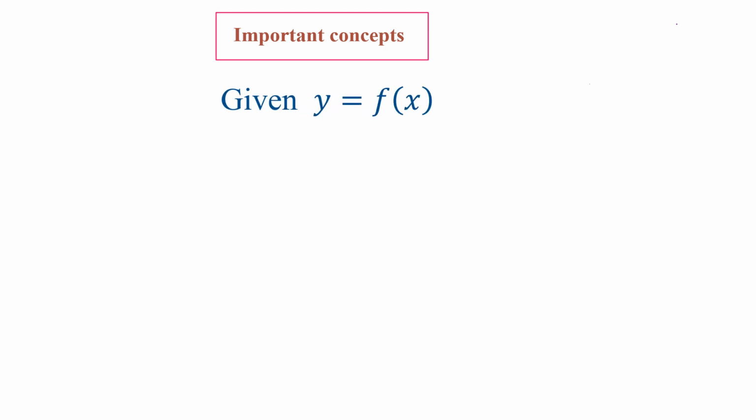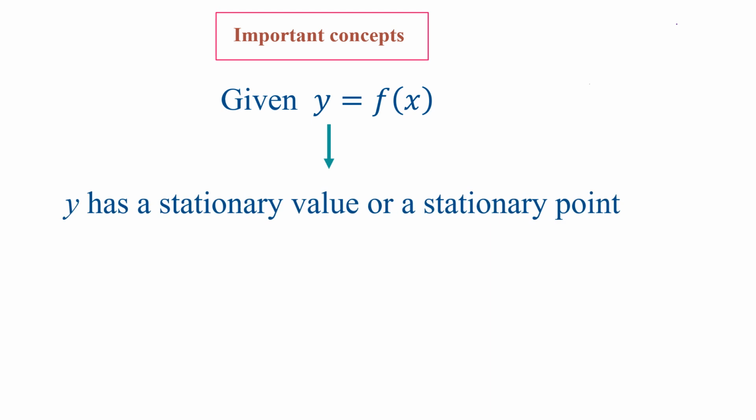Supposing you're given y equals f of x and you're told that y has a stationary value or stationary point, so what does it mean? I'm going to use a diagram to illustrate it. Supposing you have a curve that goes this way, and you notice that at this point here, if you were to draw a tangent line, this tangent line is actually a horizontal line. And what is the gradient of the horizontal line? Yes, the gradient of that horizontal line will be equal to 0.